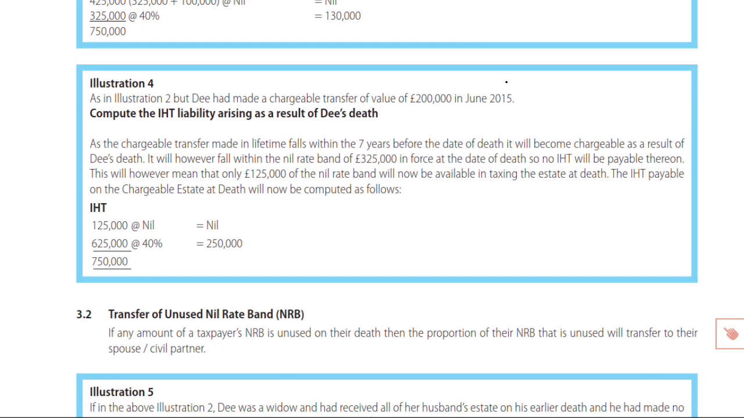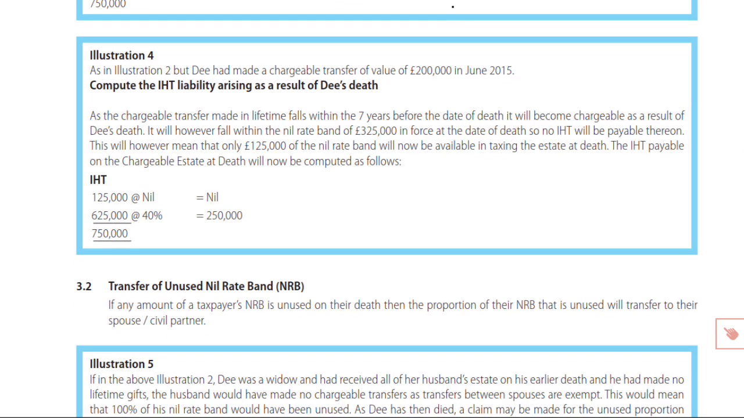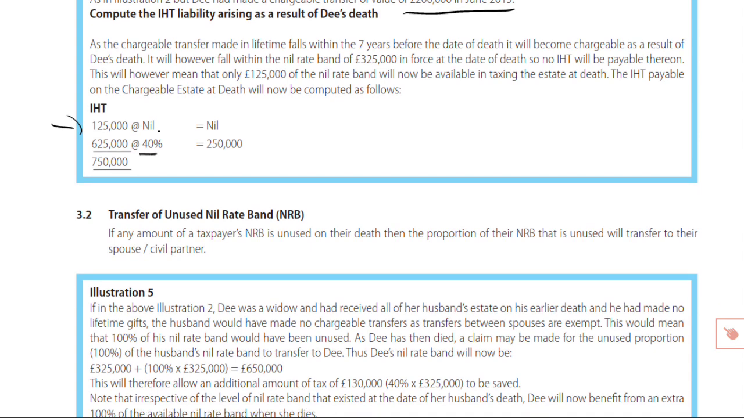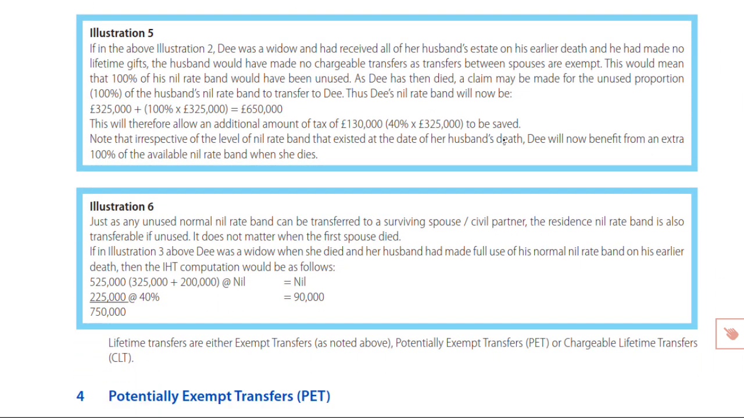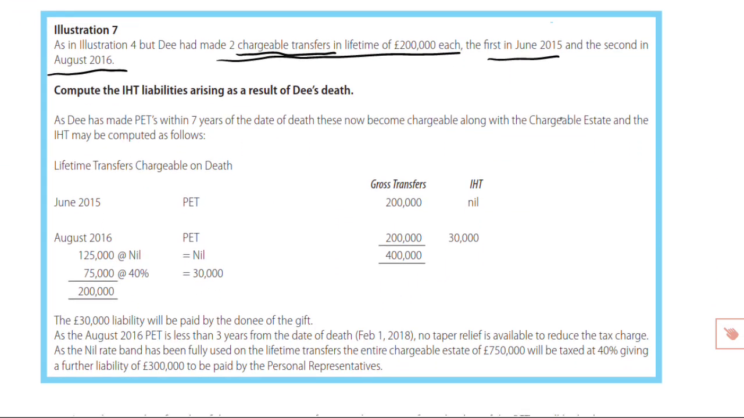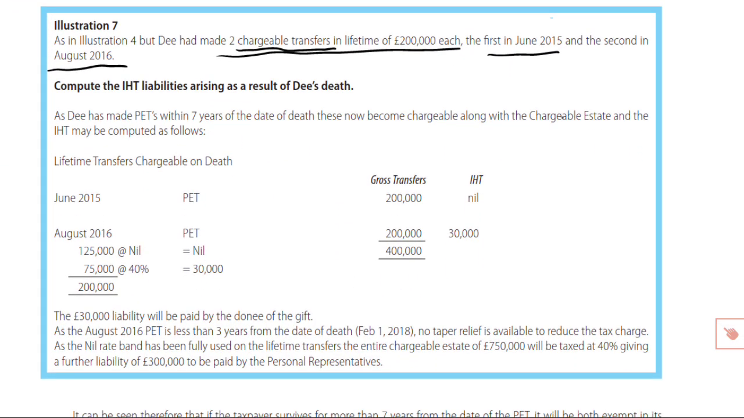On to illustration 4, we introduced a chargeable transfer in lifetime, £200,000 in June 15. It used up 200 of the nil rate band, leaving for the death estate only 125, pushing an extra 200,000 out of the nil rate band and up into the 40% band. Then in illustration 7, what did we do? We brought in a second lifetime transfer.